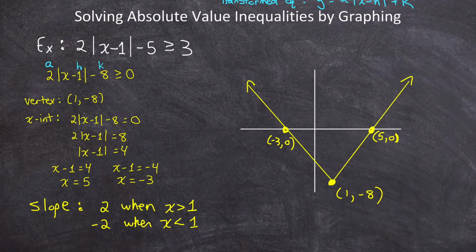And remember, I'm trying to figure out the interval of x values that make this function be greater than or equal to 0, which means when is it above the x-axis? I'll highlight those sections in blue. Both of those blue sections make this absolute value function greater than or equal to 0. So any x value that is bigger than 5 or less than negative 3 will satisfy this inequality, which means it will satisfy the original inequality.